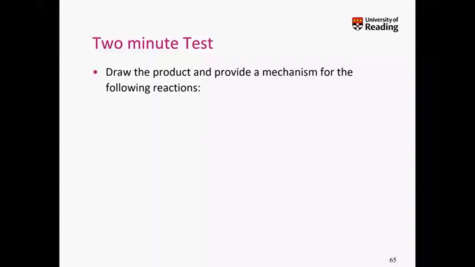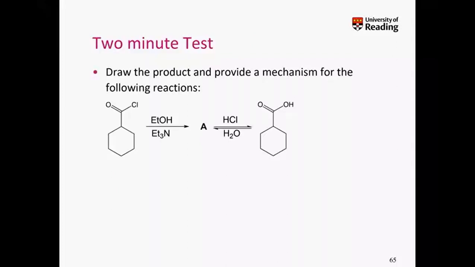Okay, so here's just a chance for you to have a practice at that. So here's one example. You need to take an acid chloride, so a quite reactive species, react it with an alcohol in the presence of a bit of base, and then you get a product, and then that product you then take and you treat with acid and water to give you a carboxylic acid.